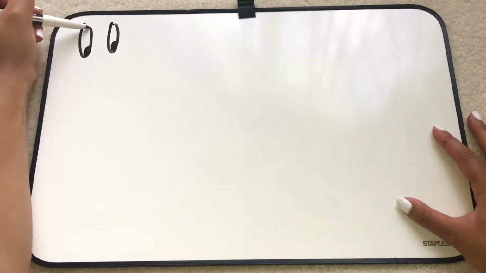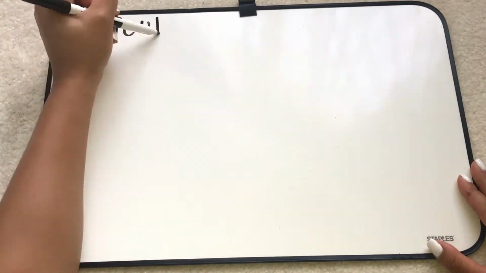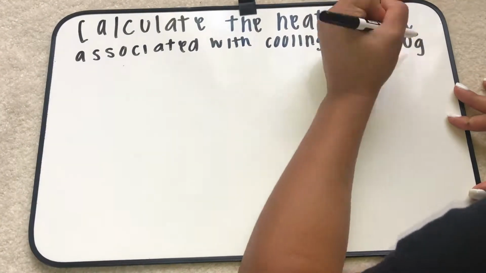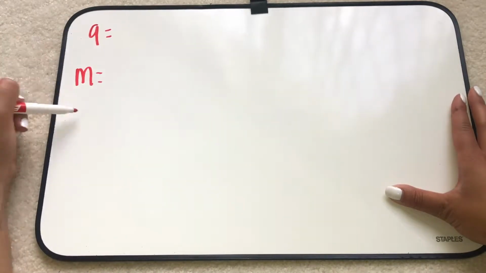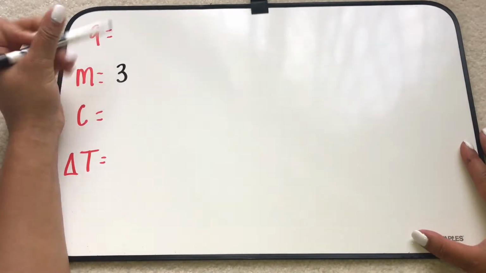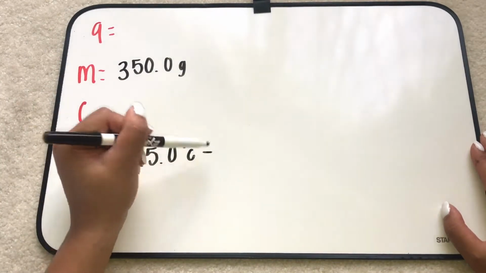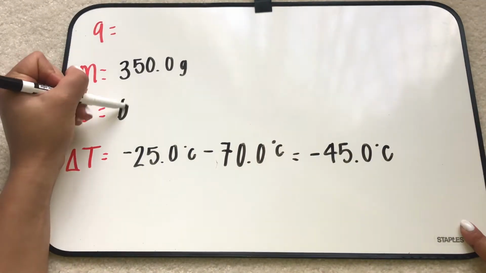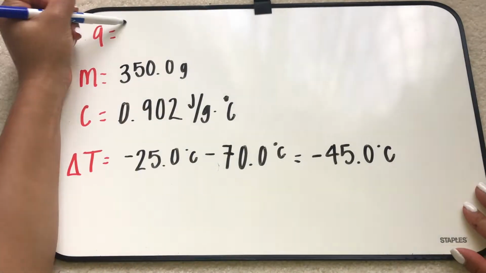Now let's look at another problem in which Q is negative. Calculate the heat change associated with cooling a 350 gram aluminum bar from 70 degrees Celsius to 25 degrees Celsius. In this problem, we are given the mass, 350 grams, and the temperature change, delta T, 25 degrees Celsius minus 70 degrees Celsius, which is -45 degrees Celsius. The specific heat capacity of aluminum in this case is 0.902 joules divided by grams degrees Celsius.